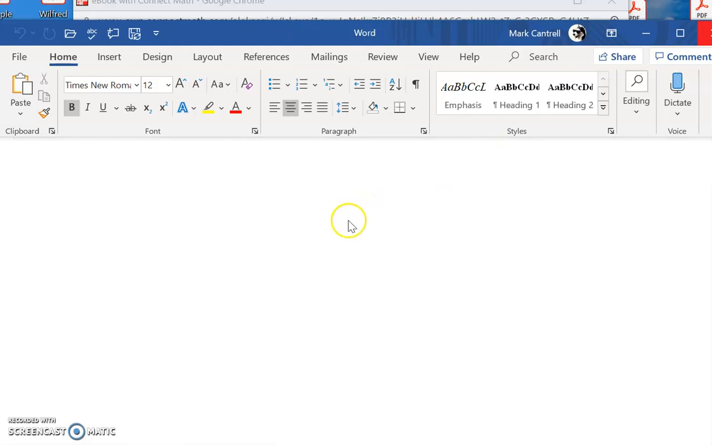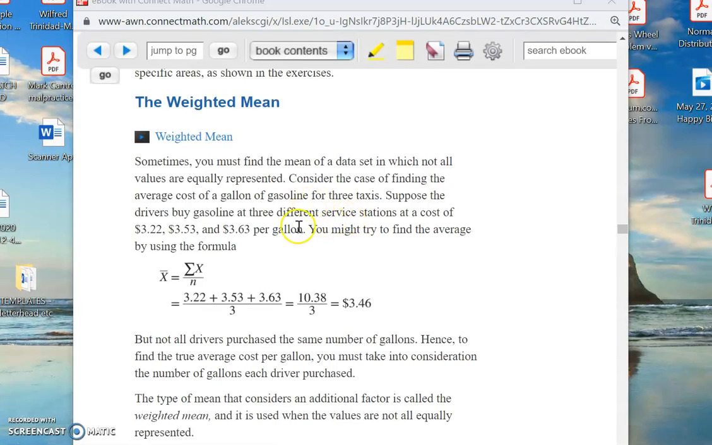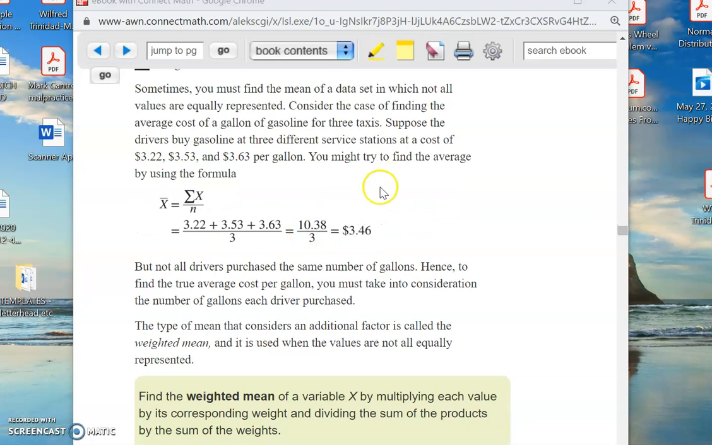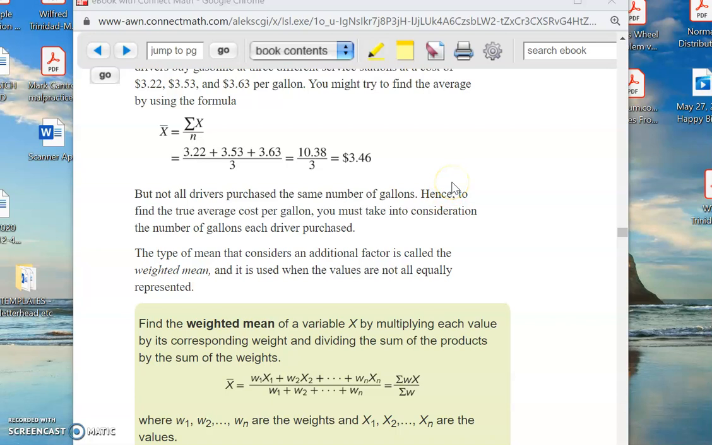You weight each of those things a certain amount, and that gives you the weighted average, and that's the average that you're dealing with. So here's another example: average cost of gasoline for 3 different taxis. You've got the 3 different prices that they pay. You could just add them up and come up with an average, right? But not all the drivers purchase the same number of gallons. So if you're a businessman, you really want to know the true average cost per gallon. I really should take into consideration the number of gallons that each driver purchased. Now that's called a weighted mean.